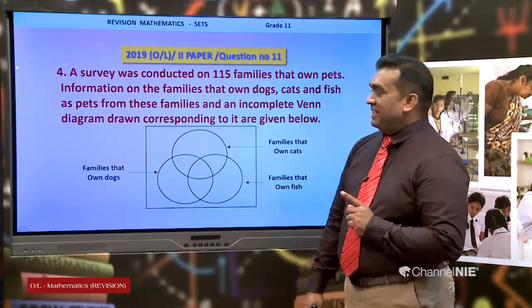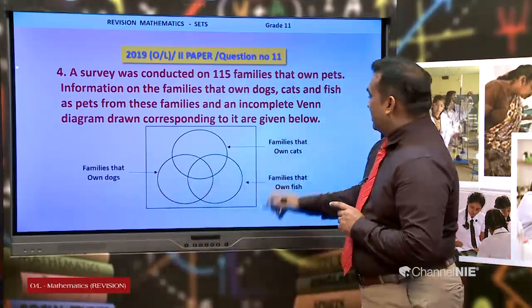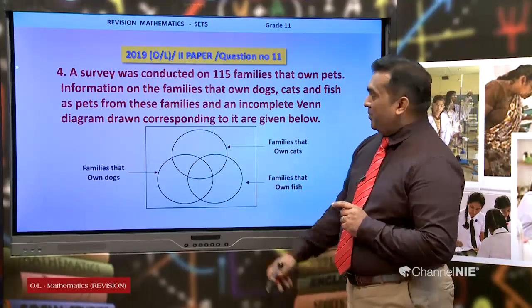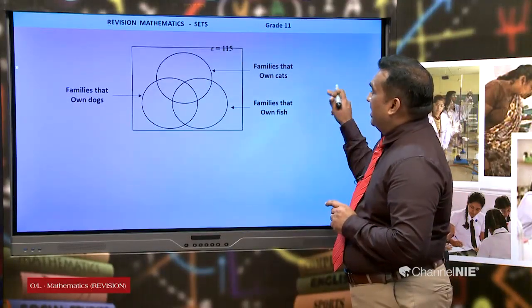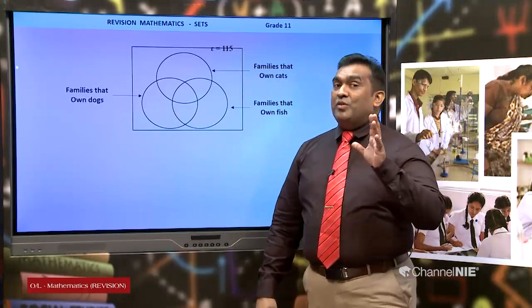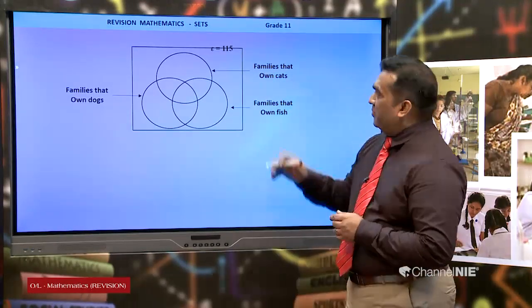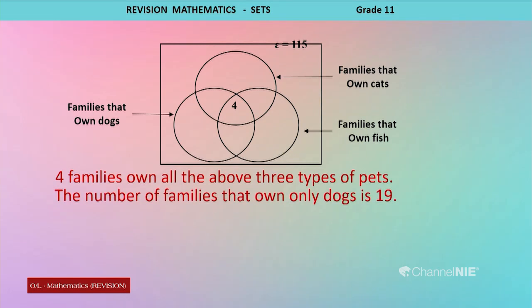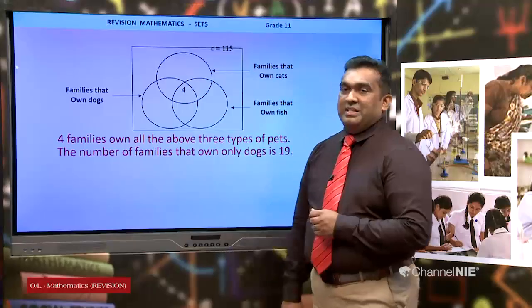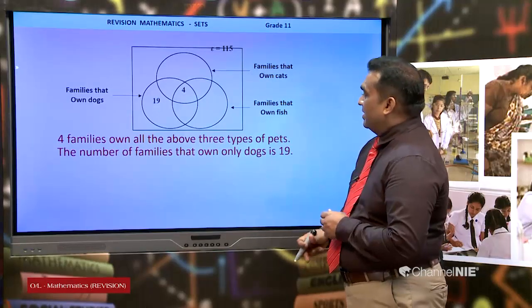There are 3 sets, right? Dogs, cats and fish. Okay, we will see how to insert. Number of elements in the universal set 115. 4 families own all the above 3 types of pets. 4. Then the number of families that own only dogs is only this one, this region. We will see 19.